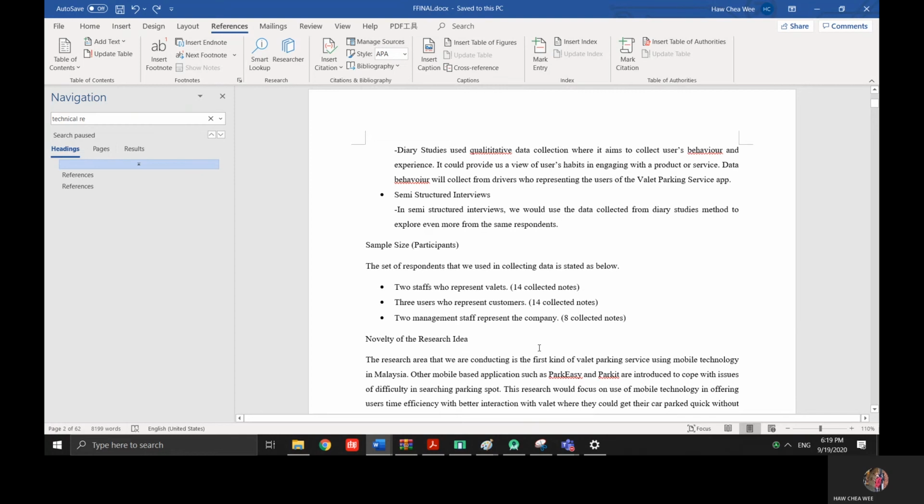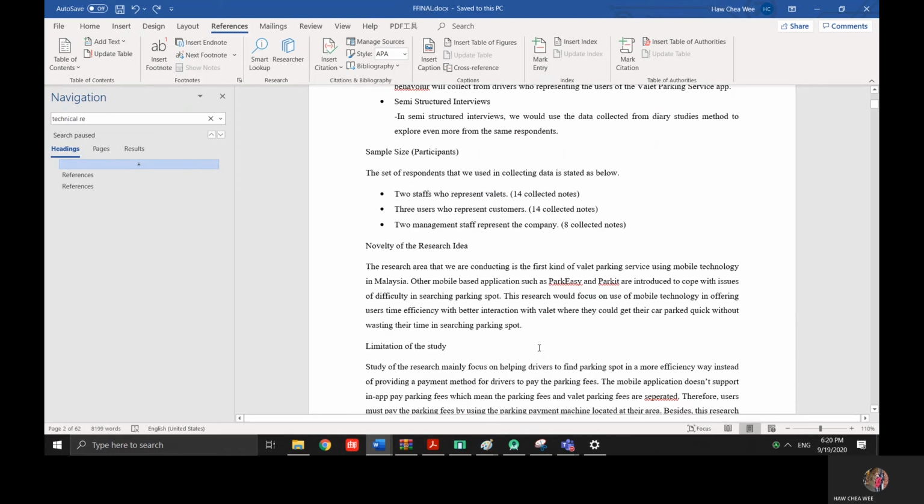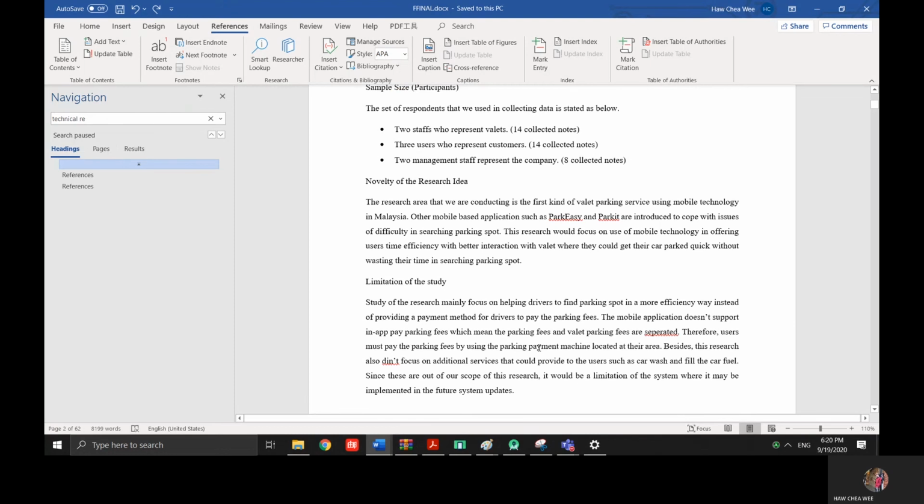And here we have three participants in our research, which are the staff, users, and also the management staff. Firstly, two staff who represent the valets. We will distribute 14 samples to them, which is 14 collected notes. Followed by 3 users who represent the customers. So there are 14 samples. And lastly, 2 management staff will represent the company, which has 8 samples.